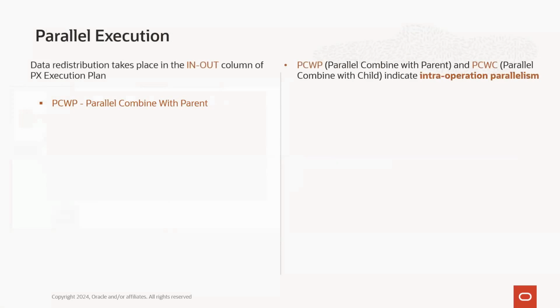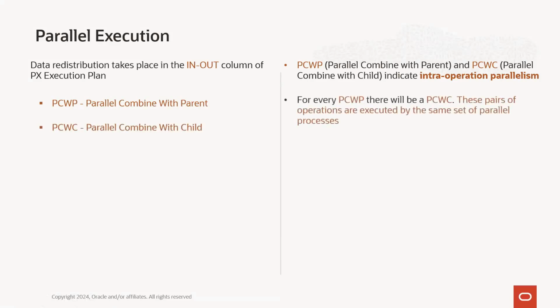So the first one, parallel combined with parent, will be called PCWP. In this case, it will indicate intra-operation parallelism. That means the parallel combined with a parent. And PCWC means parallel combined with a child. So every parent will have a child. These are the pair of operations executed by the same set of parallel processes. PCWP and PCWC, these are parent and child. We can identify them from the execution plan.